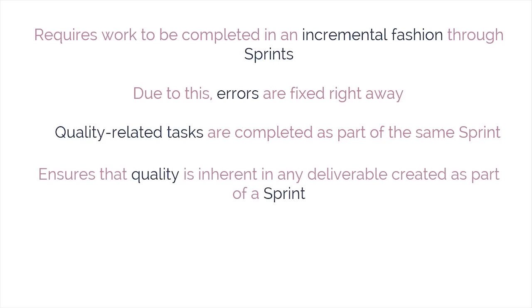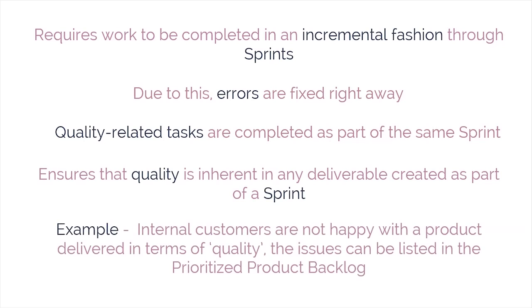This ensures that quality is inherent in any deliverable created as part of a sprint. Such deliverables from Scrum projects, which are potentially shippable, are also referred to as done. For example, if internal customers are not happy with a product delivered in terms of quality, the issues can be listed in the prioritized product backlog.